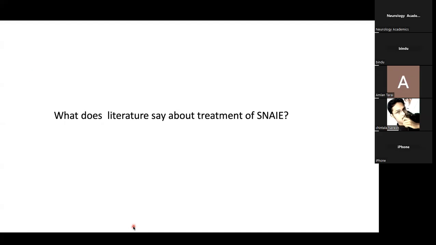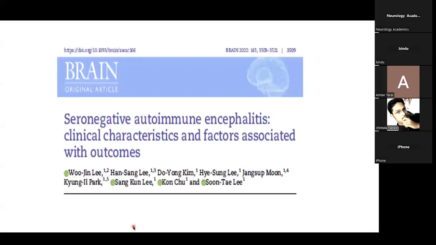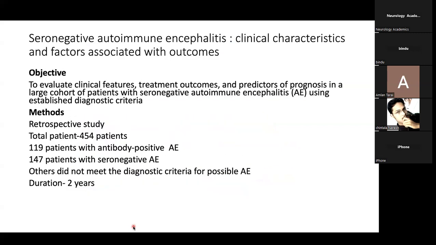Now come to the literature. What does the literature say about the treatment of seronegative autoimmune encephalitis? This is the study Seronegative autoimmune encephalitis: clinical characteristics and factors associated with outcome, published in the journal Brain. It is a retrospective study. They selected 454 patients, of whom 119 were antibody positive and 147 were seronegative autoimmune encephalitis. Others did not meet the diagnostic criteria of possible autoimmune encephalitis. The total duration of the study was 2 years.